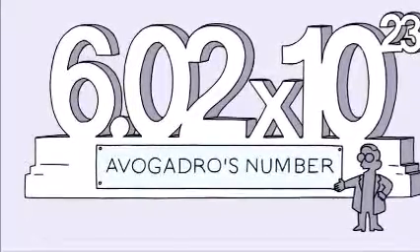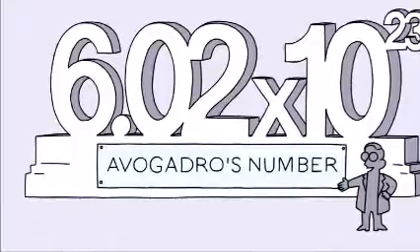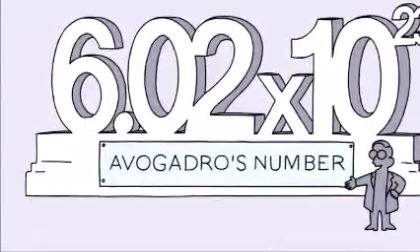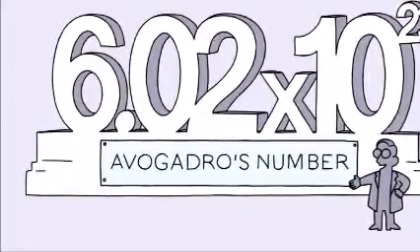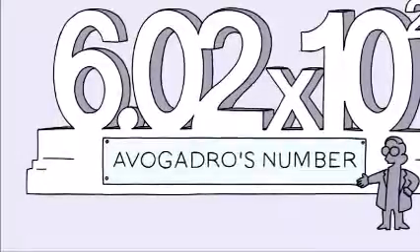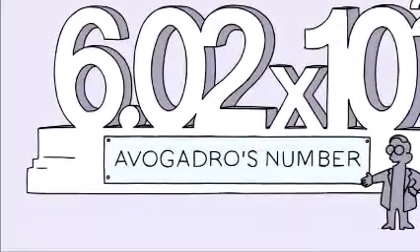The definition of a mole is the mass of substance containing the same number of fundamental units as there are atoms in exactly 12 grams of carbon-12. 1 mole is equal to 6.02 times 10 to the 23rd power. It is referred to as Avogadro's number.